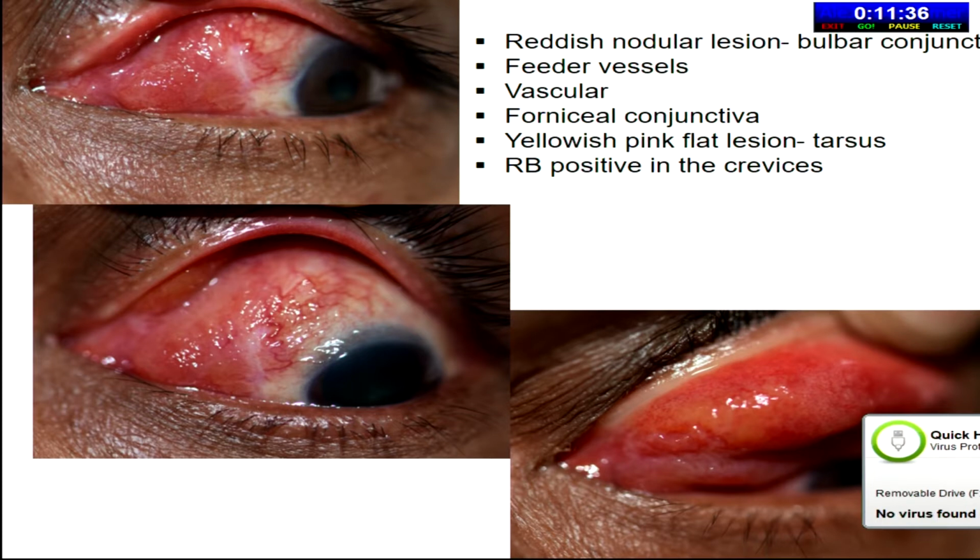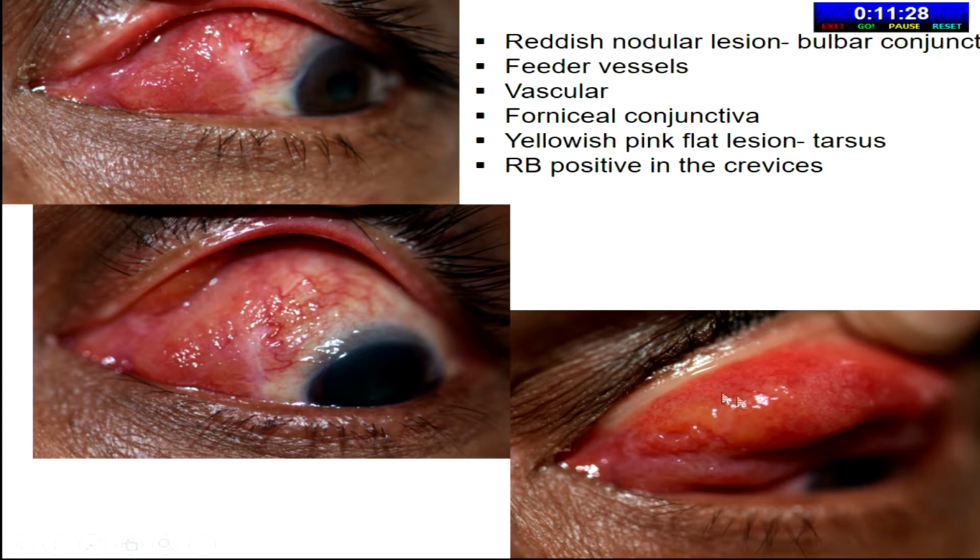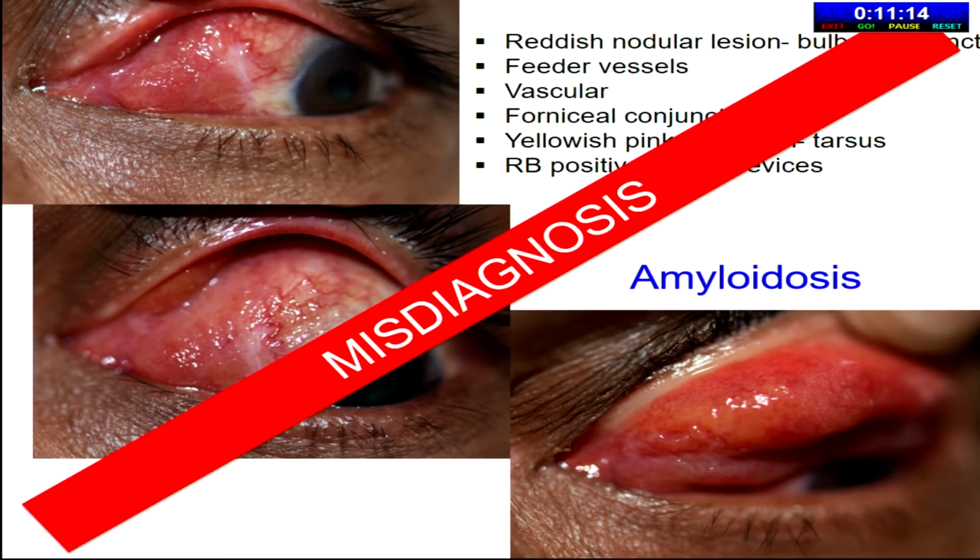Kaposi sarcoma is very reddish. Hemangioma, not really. Does hemangioma look like this, like a pinkish orangish color? So from this particular history of a bleed and an orangish color, I was suspecting an amyloidosis. All right, and it came out to be amyloidosis.